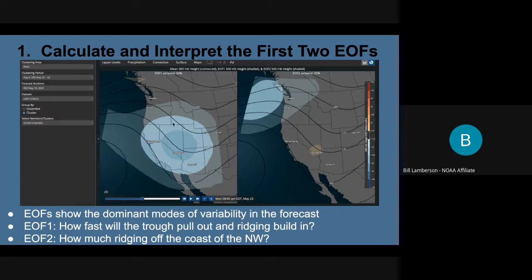This first EOF pattern is a monopole that's located between the trough and the ridge couplet. When we have a monopole like this located between two features, what this is telling us is that there's differences in the timing. So in this case, EOF1 represents how fast that trough will pull out and how quickly that ridge will build in. Looking at EOF2, we can see that it shows some lower values off the coast of the Pacific Northwest. So this EOF2 is saying that the other area of uncertainty in this forecast is how much ridging there will be off the coast of the Pacific Northwest.